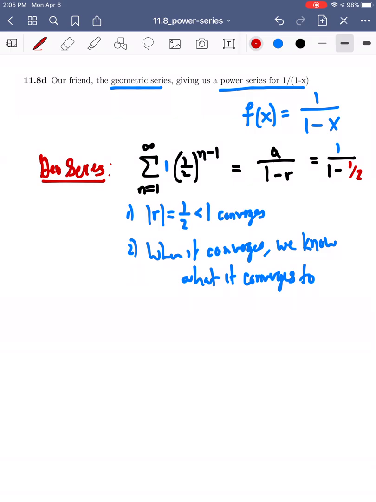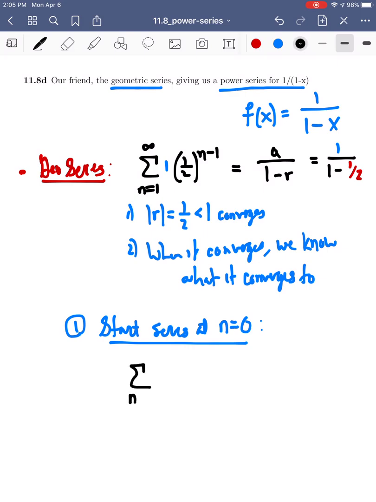Okay, let's generalize this just a little bit. And the first thing we're going to do to generalize is start the series at n equals 0. So if we start the series at n equals 0, we need to make sure we capture the same amount of terms for our geometric series.